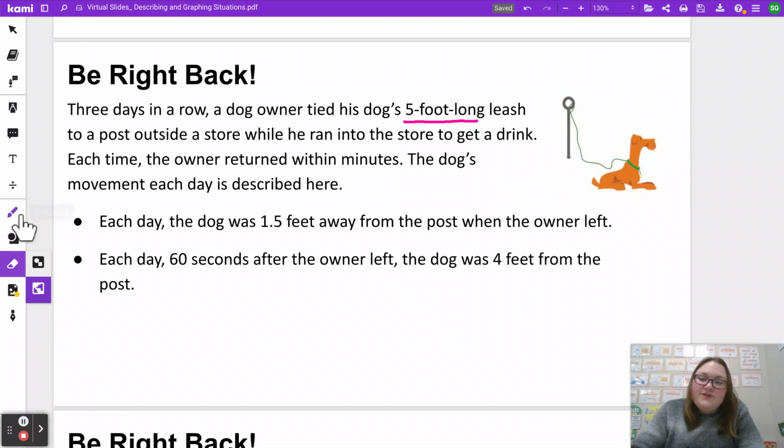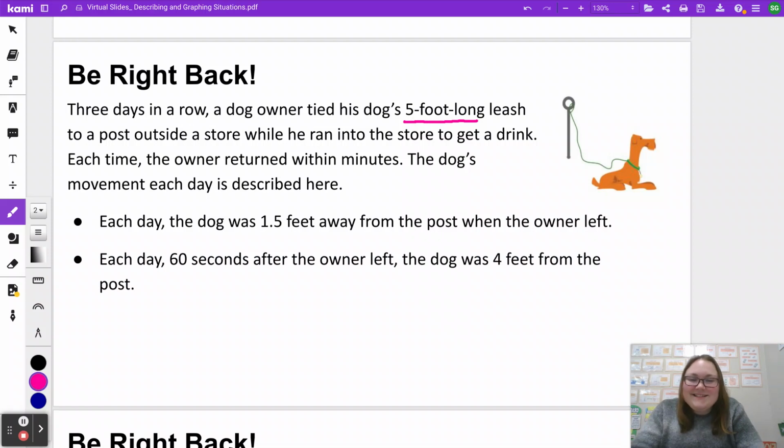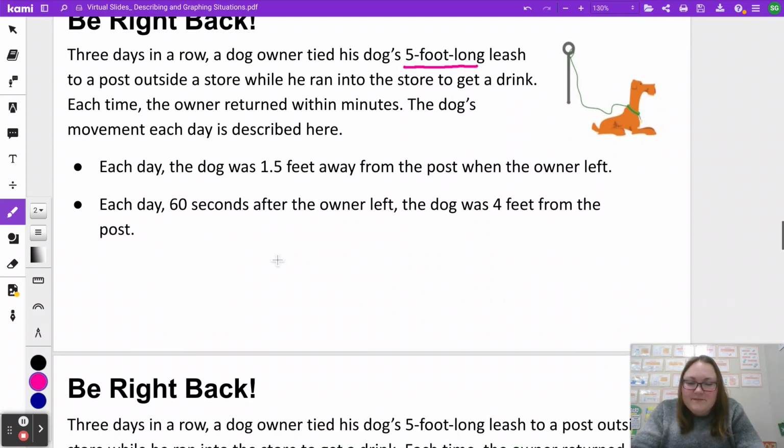What we are going to do is, using a little extra information about each day, we are going to create a graph to go with the situation. This unit on functions has a lot to do with graphs too. And so this is going to be our first chance to practice this idea of creating our own graphs from stories.